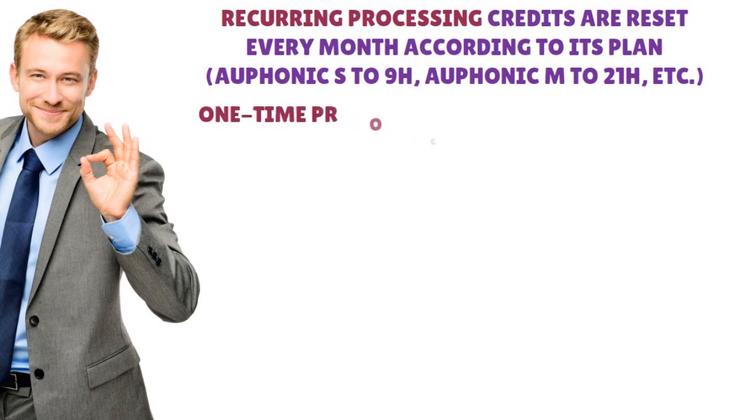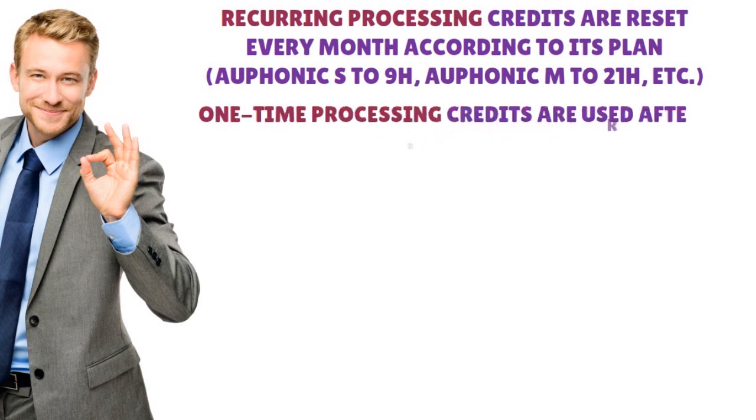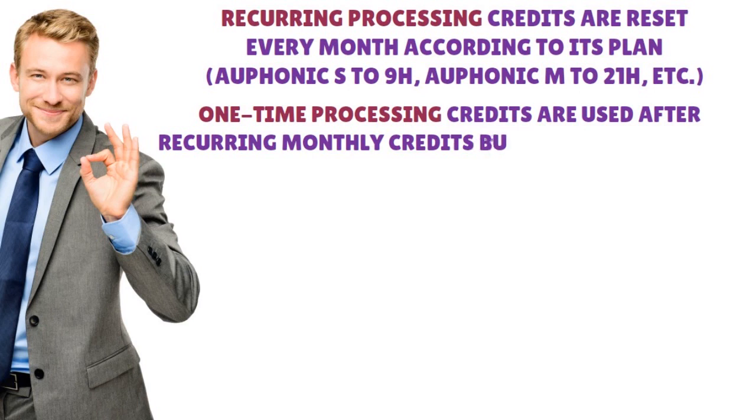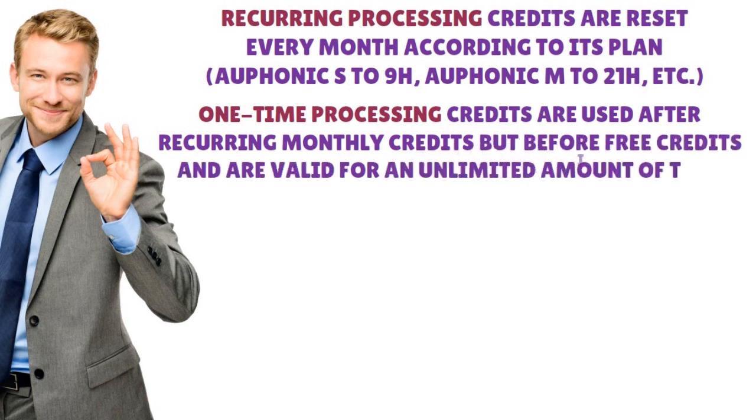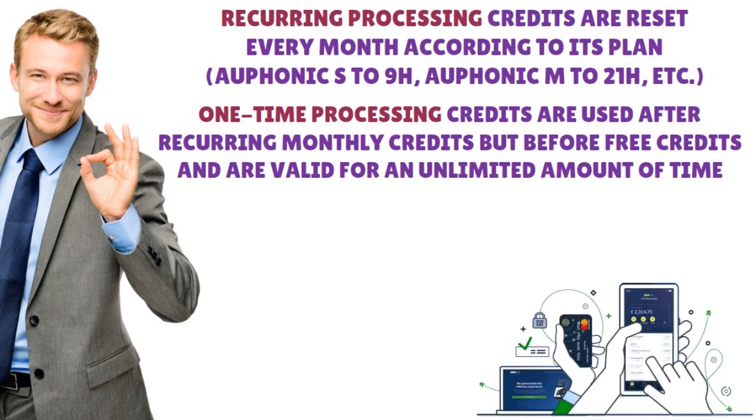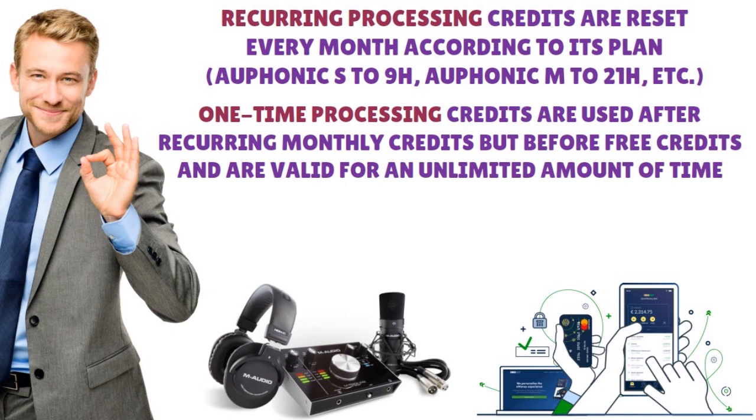Then you have one-time processing credits. Those are used after recurring monthly credits, added on top of them, but before free credits, and are valid for an unlimited amount of time. So this is really good. So if you have purchased both recurring and one-time credits, basically what will happen here is that recurring monthly credits are used first. One-time credits are added on top of them. So you can combine one-time credits with recurring credits if you occasionally want to process more audio material. So it's totally up to you.